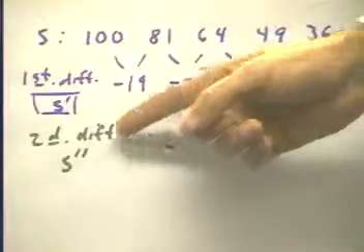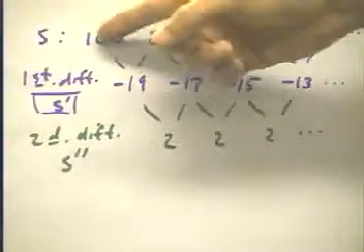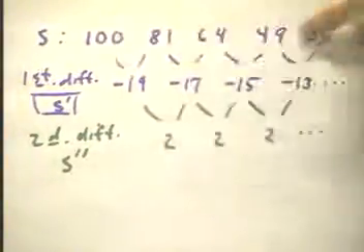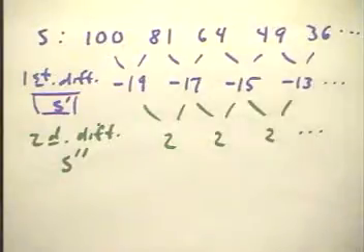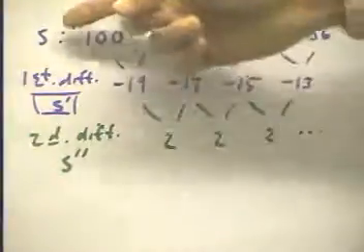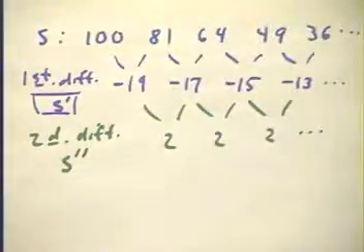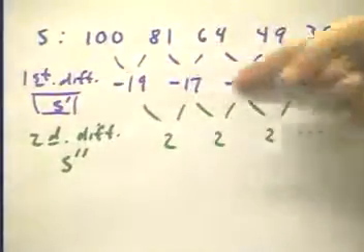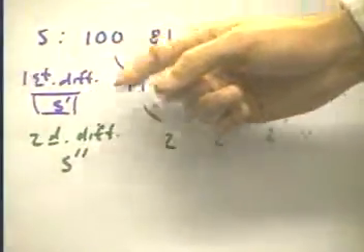If the second difference is a non-zero constant, then you have a quadratic function with a non-zero coefficient of x squared that generates your original function. And of course there'll be a linear function that generates your first difference.